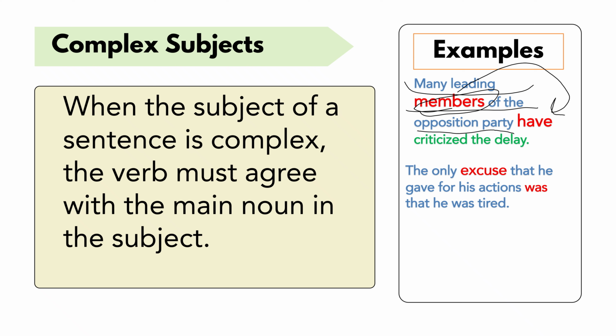The only excuse that he gave for his actions, all of this is the subject. Now, someone might think, okay, well, actions, I'm gonna say were. No, you shouldn't say were, because we're talking here about the main noun, which is excuse. So the only excuse that he gave for his actions was that he was tired. Okay, let's continue.